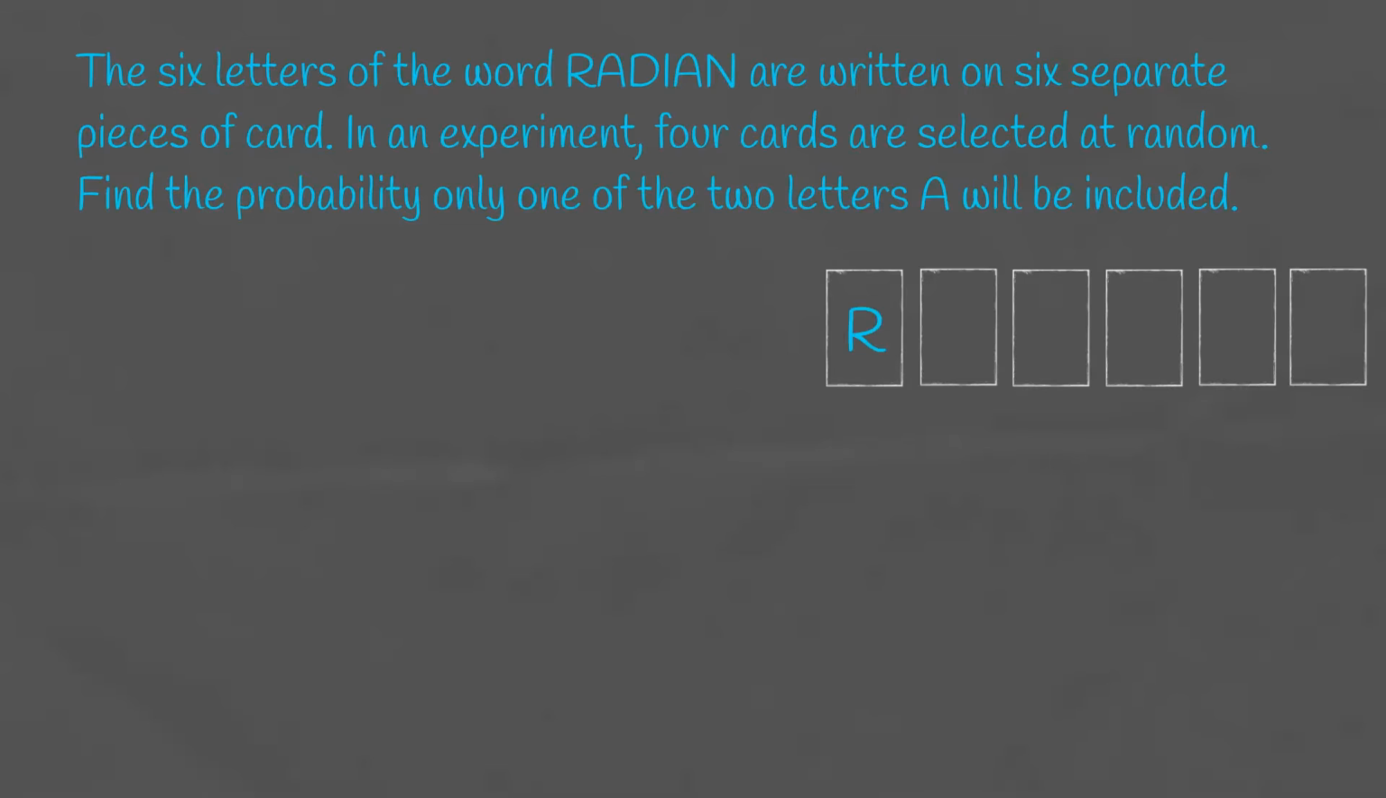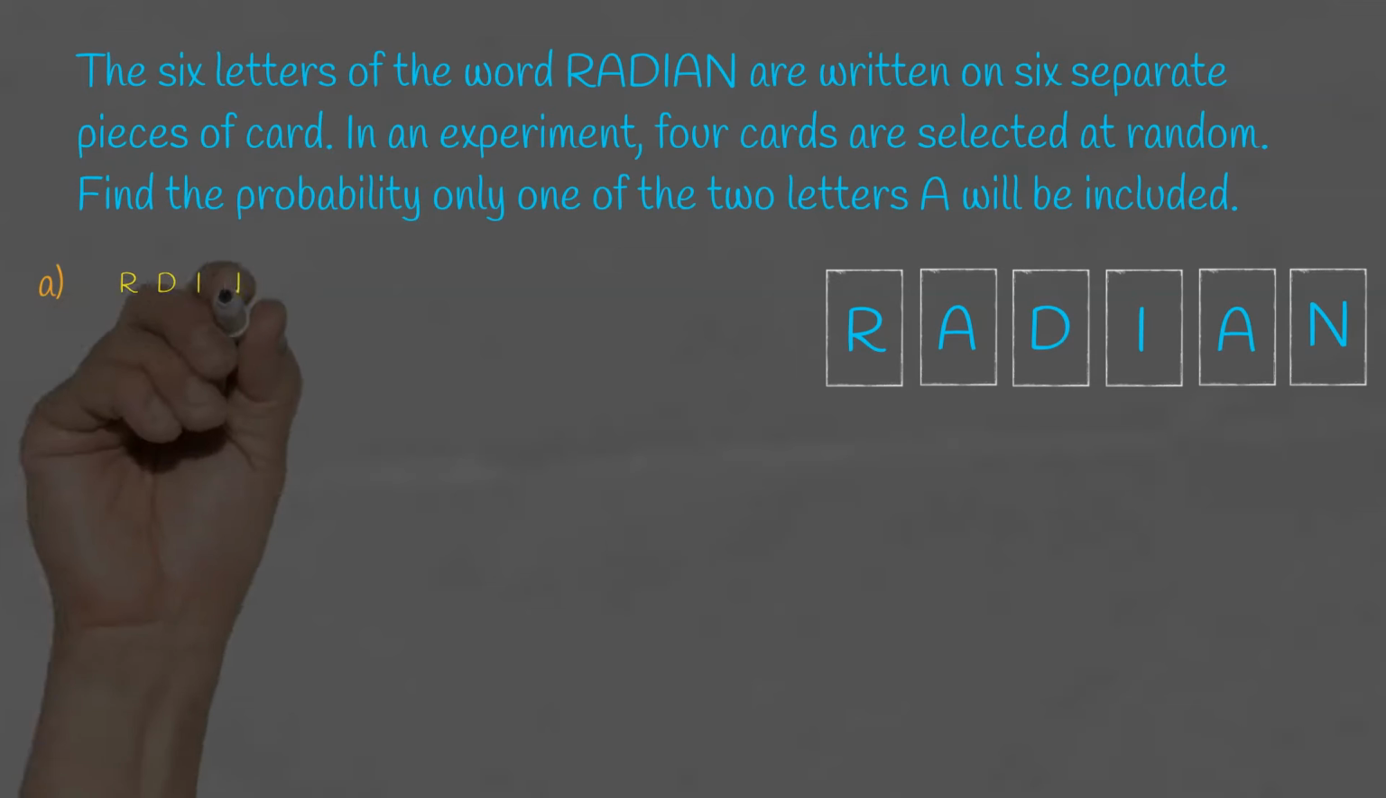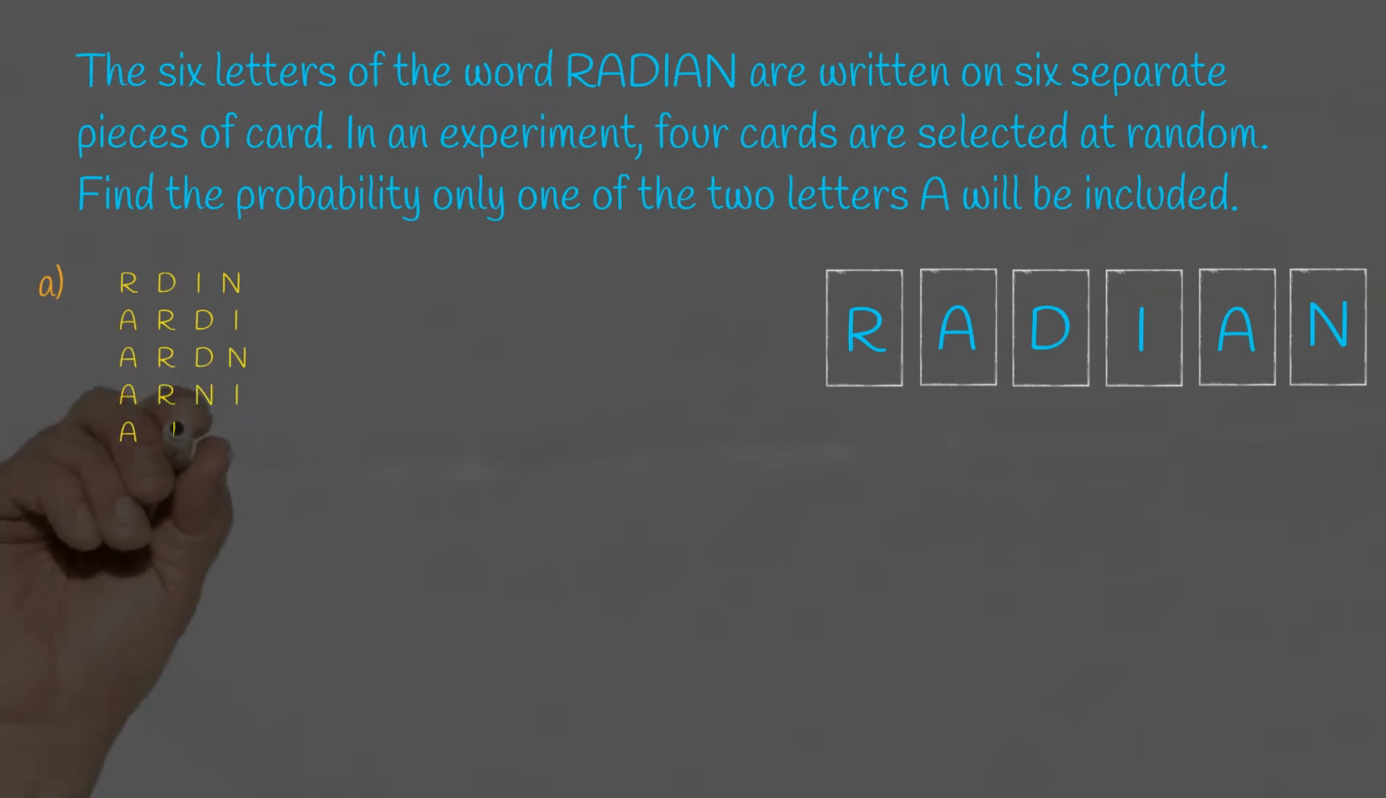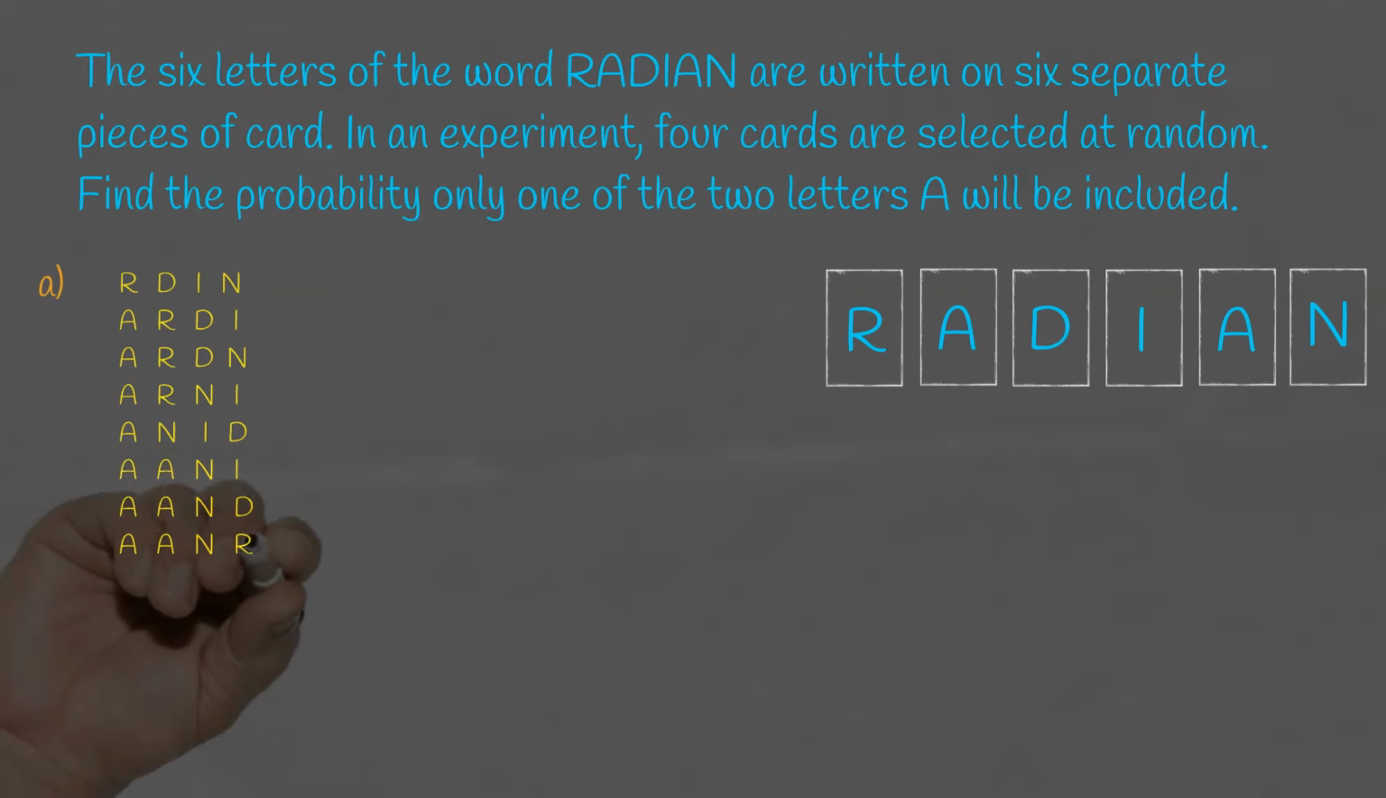So in the first question we have the letters of the word radian written on 6 separate pieces of card. If we pick 4 cards at random, what's the probability that within the cards we've picked we have just one letter A? So first we're going to write down all the different combinations we can get with the letters from radian. And as you can see, there's only one combination where there are no A's present.